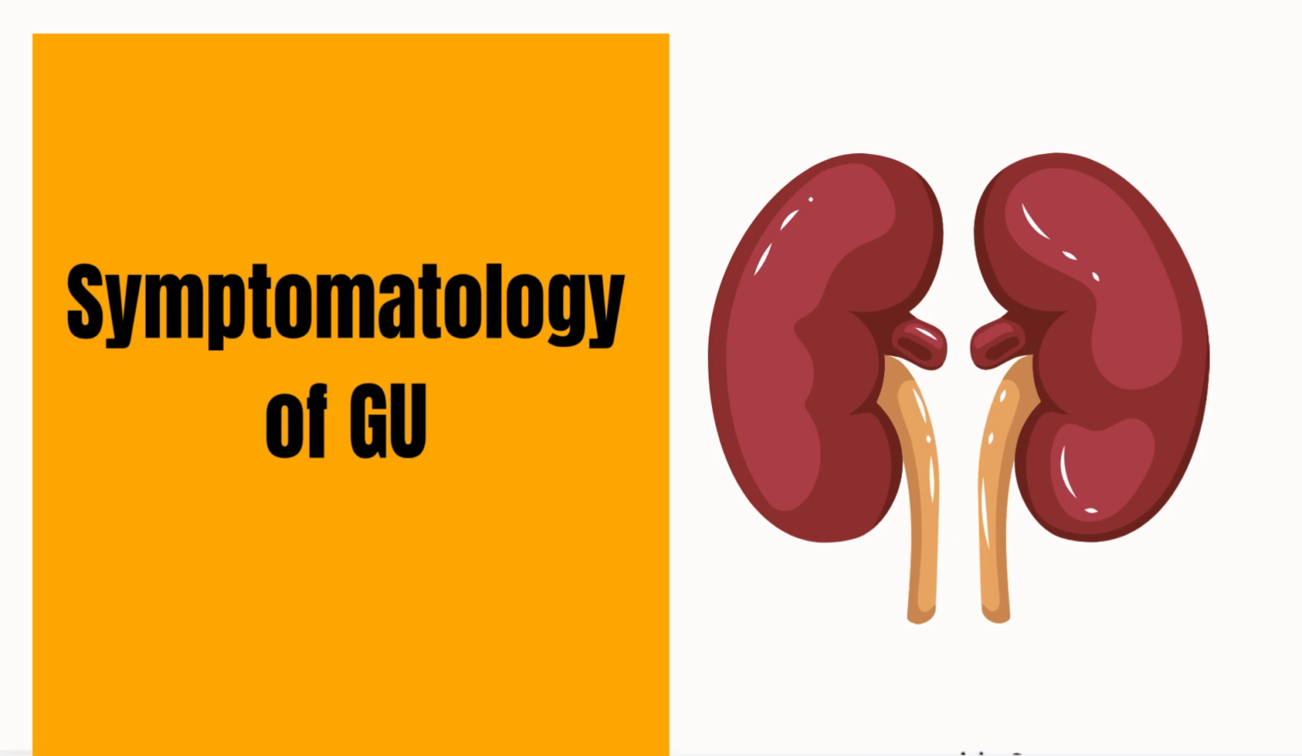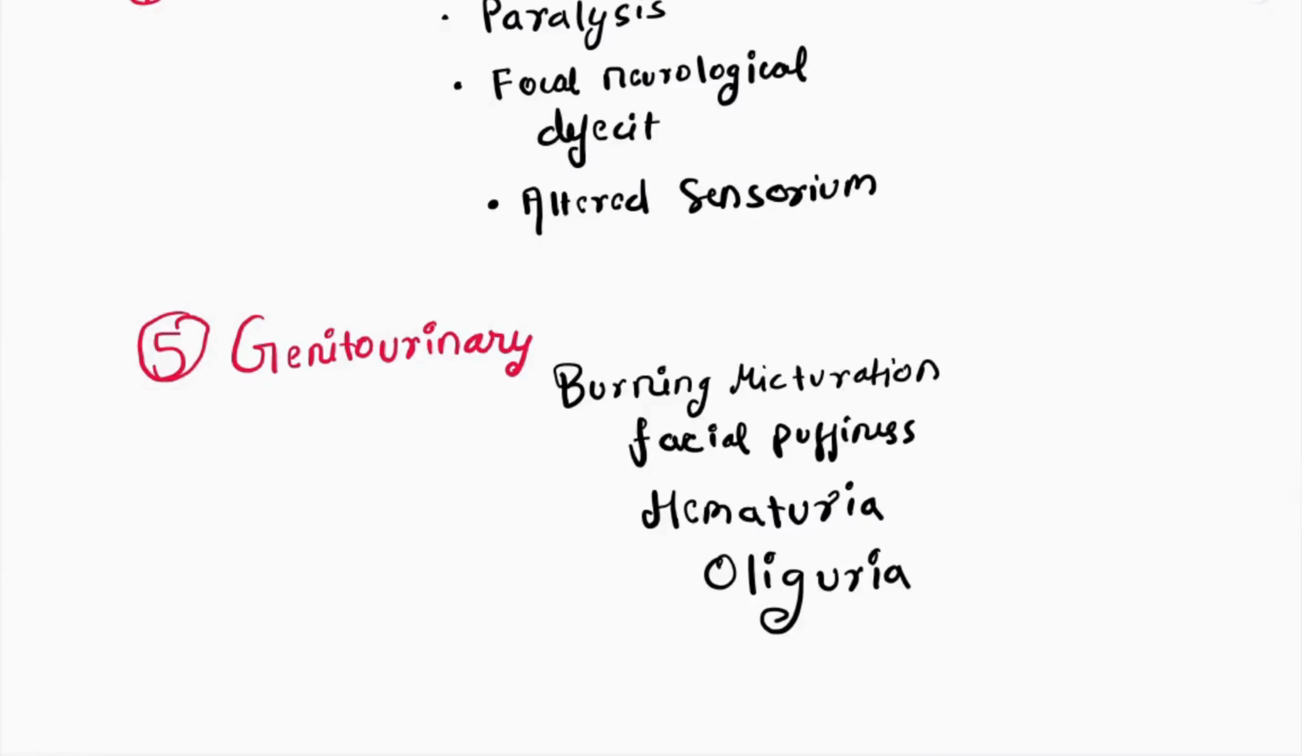The features specific to the genitourinary system are burning micturition, facial puffiness, hematuria, and oliguria.